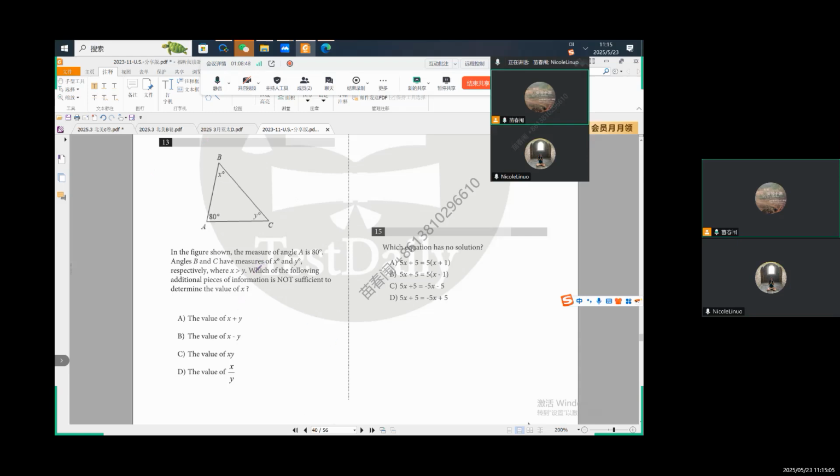Yeah. Well, the question is, which of the following additional pieces of information is not sufficient? Which means all the other three, if you provide them, that'll be enough information to get X, right? Ideally. But I don't see how you can figure out the value of X using C or D. So if your explanation is right, then C and D are both ones you would choose, right?